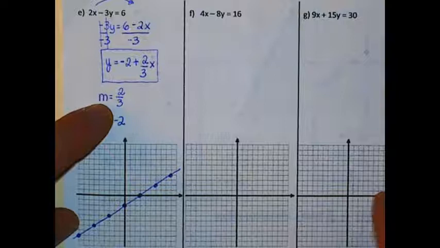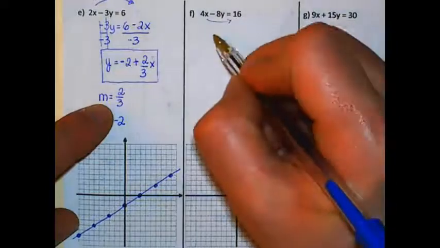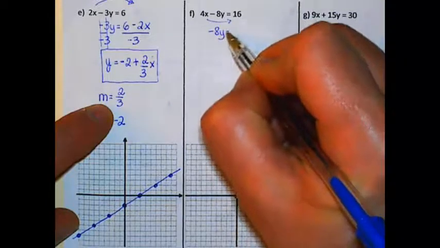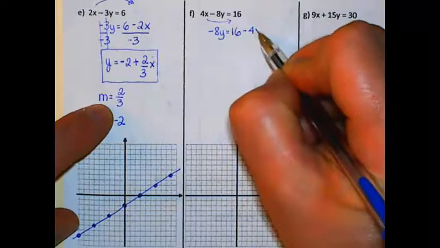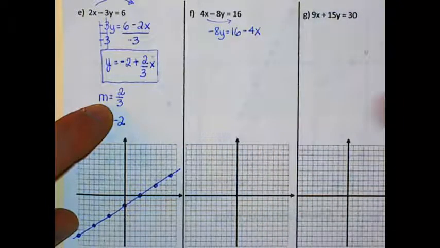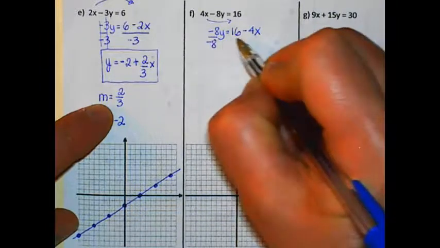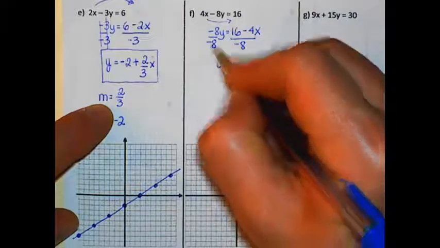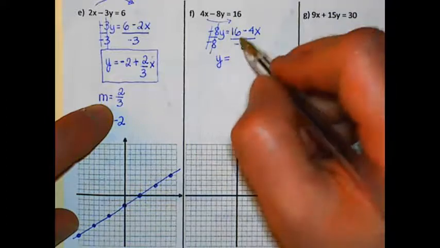Alright, let's go to letter F. First thing I'm going to do is move that 4x to the other side. So this would be negative 8y equals 16 minus 4x. Is the y alone? Not yet. Let's divide both sides by negative 8. And the negative cancels, the 8 cancels. I'm left with the y alone.